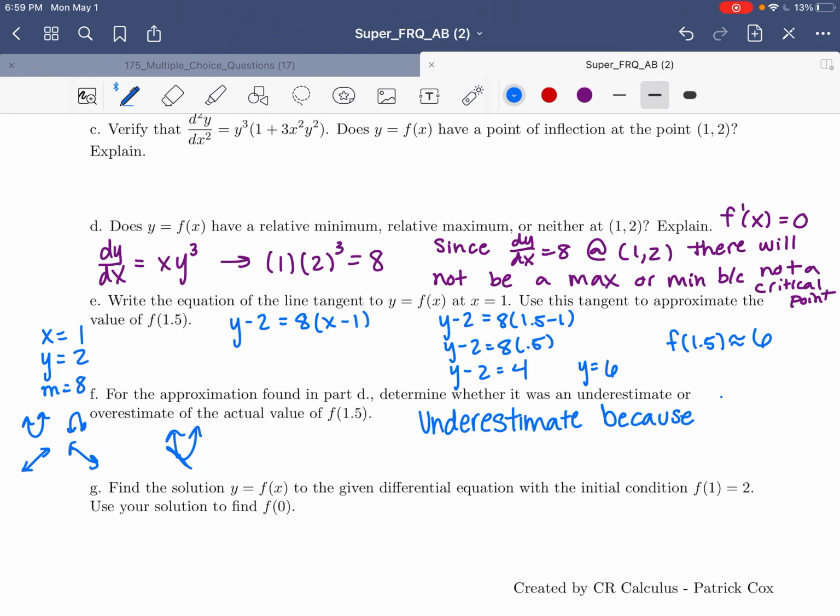Because dy/dx is increasing at x equals 1.5, so y is concave up.